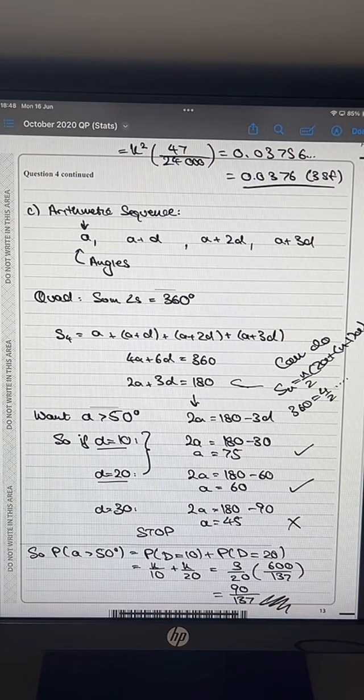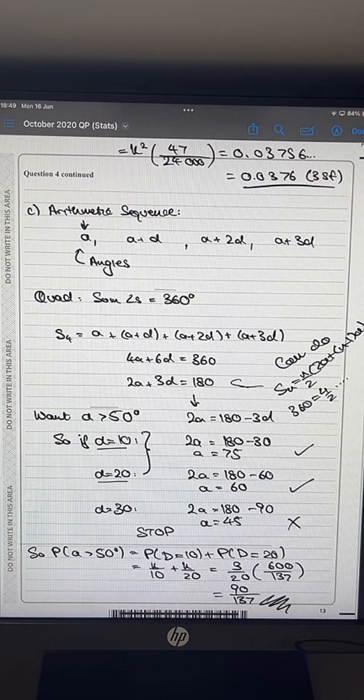You can alternatively use the sum up to n terms of an arithmetic series equation, where you just have 360 equals 4 over 2 times 2a plus 3d. And when you rearrange, you notice there's a 3d and 2a over there. You get 180. All right, so now that's where all my normal knowledge is there. Now I need to see what the question says. The question wants a, which is the smallest angle here, to be greater than 50 degrees.